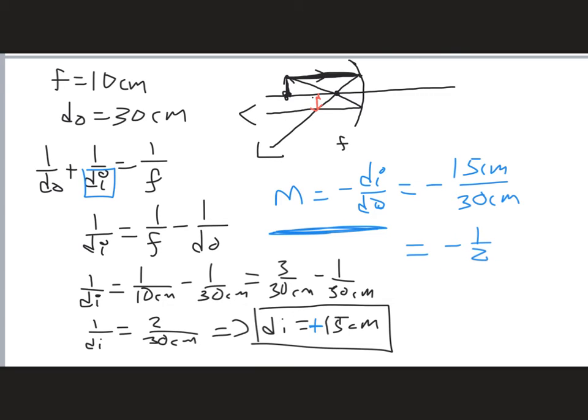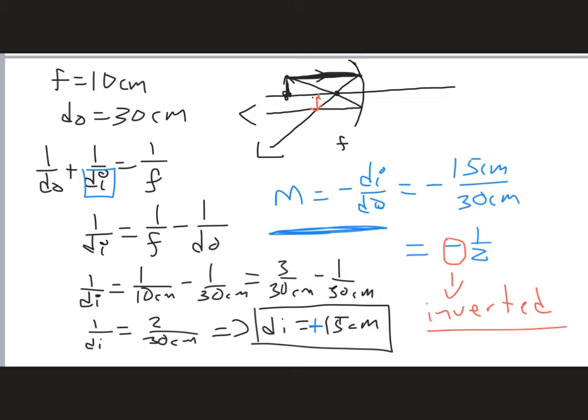Now the last thing that I want to mention here is the minus sign on the magnification. We already talked about what the minus sign on the distance means. The minus sign on the magnification means something else. It means that the image is inverted or upside down. And we can see in the ray diagram up above that indeed the image is upside down. If the magnification had been positive, it would mean that the image is right side up.